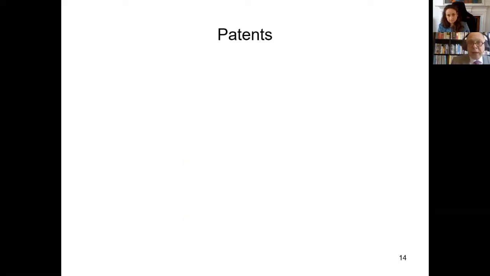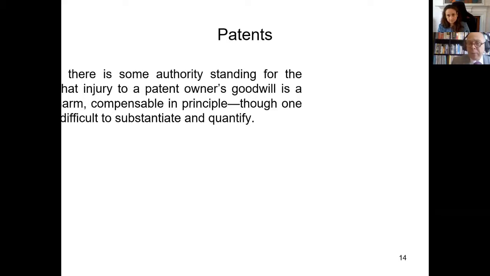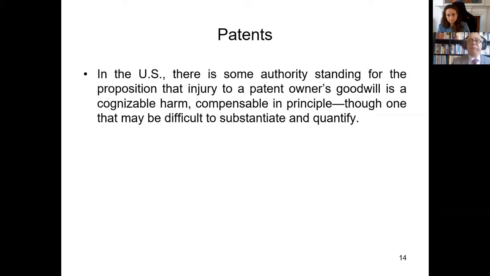Finally, I'll say a little bit about patents, and then I will close with my proposed framework for addressing non-economic damages as a general matter. But even in patent law, there is at least some authority in the US standing for the proposition that an act of patent infringement that harms the patent owner's reputation for being innovative, for example, and there might be an unusual case where that comes up, but there are some examples, that is a cognizable harm under US law.